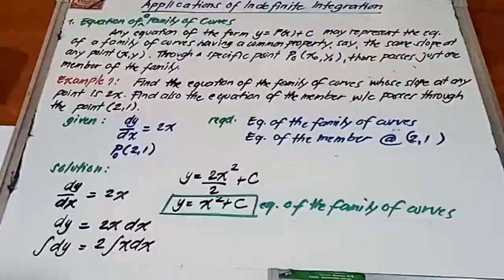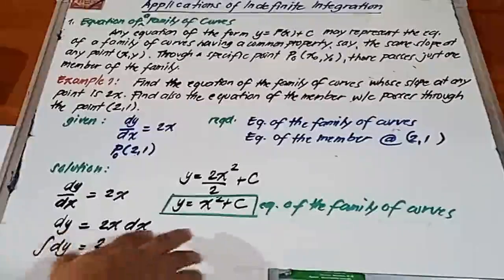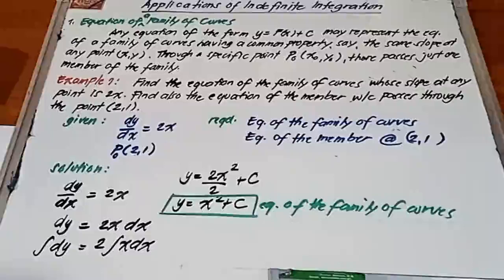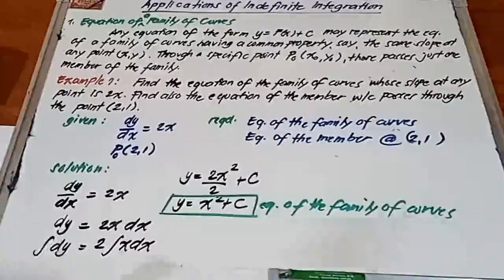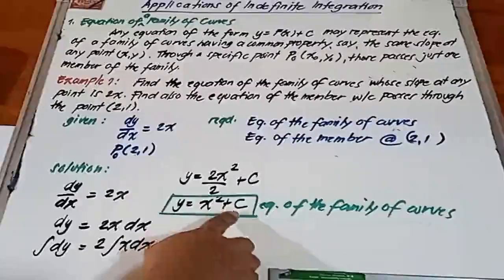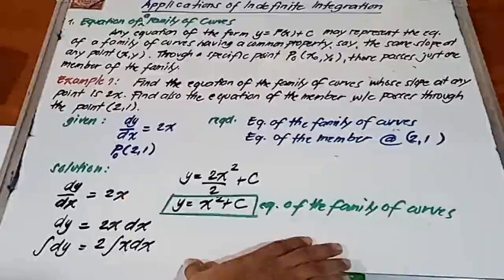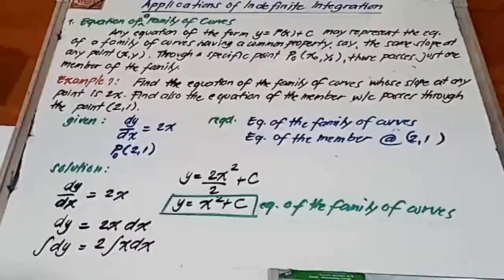Ito ay equation ng parabola. So, ibig sabihin, yung pamilya ng mga curves na tinutukoy natin dito ay parabola. Pero specific na parabola to. Ito yung parabola na kung saan opens upward. Okay? And with vertex at what? Ang mga vertices niya located dun sa y-axis, or at the origin, kasi if c equals 0, we have the equation y equals x squared. Okay? So this is our answer para dun sa unang pinapahanap sa atin na equation of the family of curves.